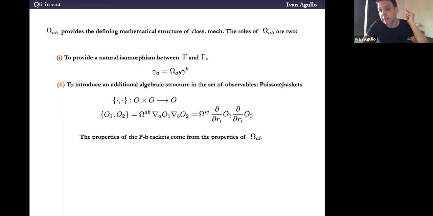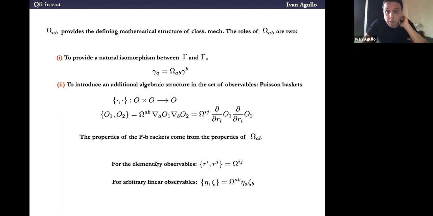If you give me any two observables, O1, O2, real functions in phase space, the inverse of the symplectic form gives you a third observable given by this equation. If you work in coordinates, these covariant derivatives are just the derivatives with respect to x and p. This I, by the way, is a typo. That should be a j. And as you know, all the properties of the Poisson brackets are coming from the properties of the symplectic structure.